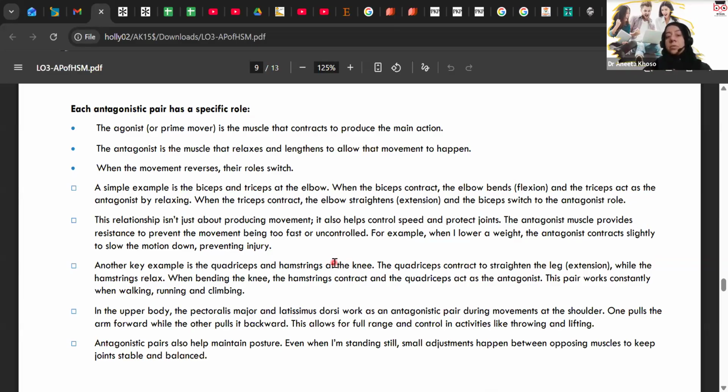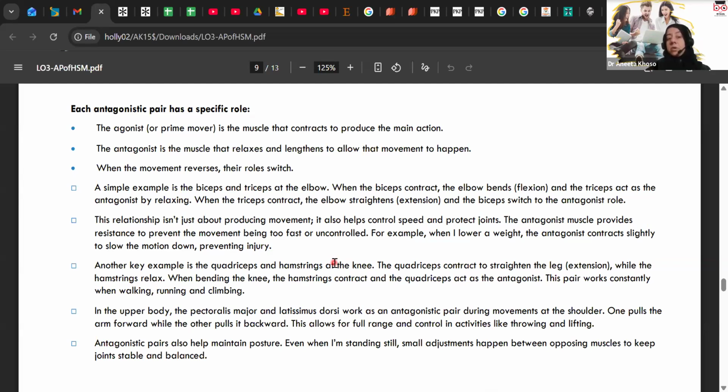This relationship isn't only about movement, it is about controlling speed and protecting the joints. The antagonist muscles provide resistance to prevent the movement from being too fast or uncontrolled. For instance, when you lower a weight, the antagonist contracts slightly to slow the motion down, preventing injury.